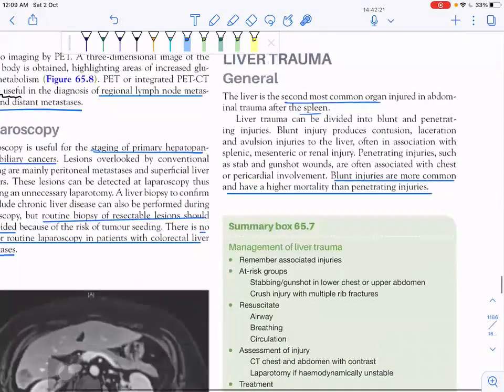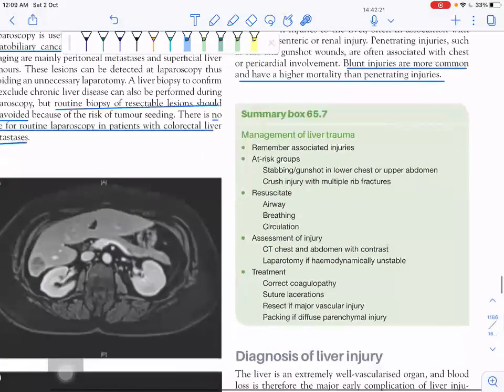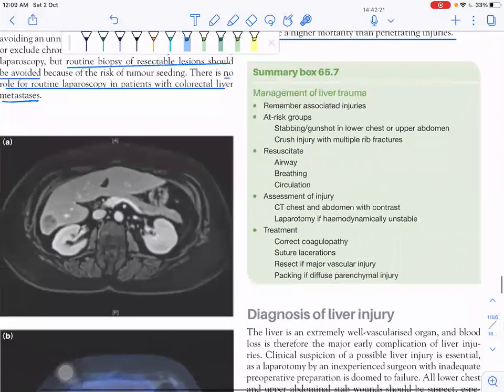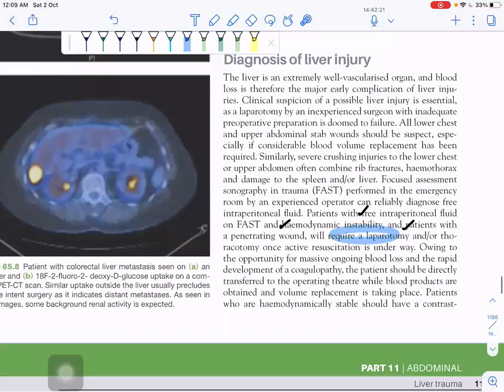Then you see liver trauma. The important points: the liver is the second most common organ injured in the abdomen after the spleen. Which is more common, blunt or penetrating? Blunt is very high. Blunt injuries are more common. In diagnosing liver injury, the indications for laparotomy: when there is intraperitoneal fluid on FAST, or hemodynamic instability. A patient with penetrating injury will require a laparotomy or thoracotomy once active resuscitation is underway.